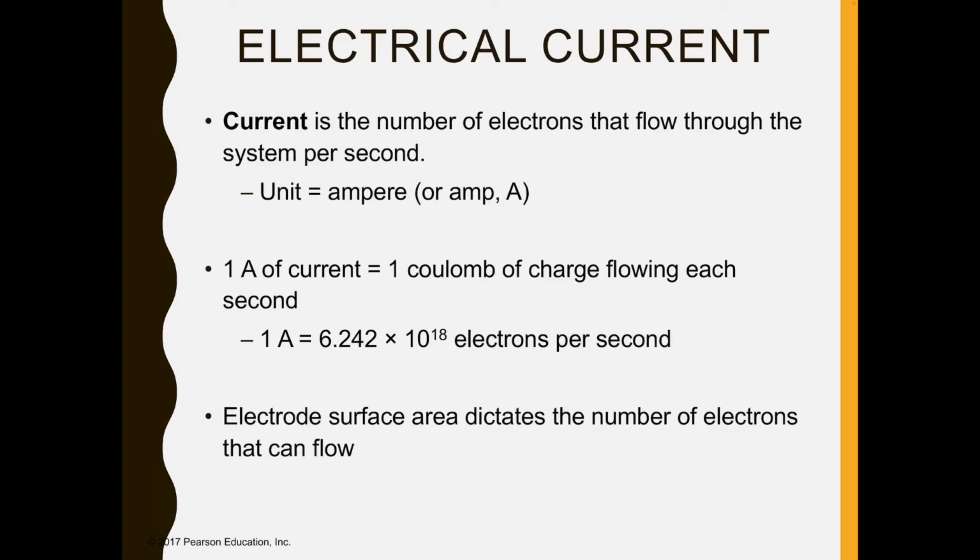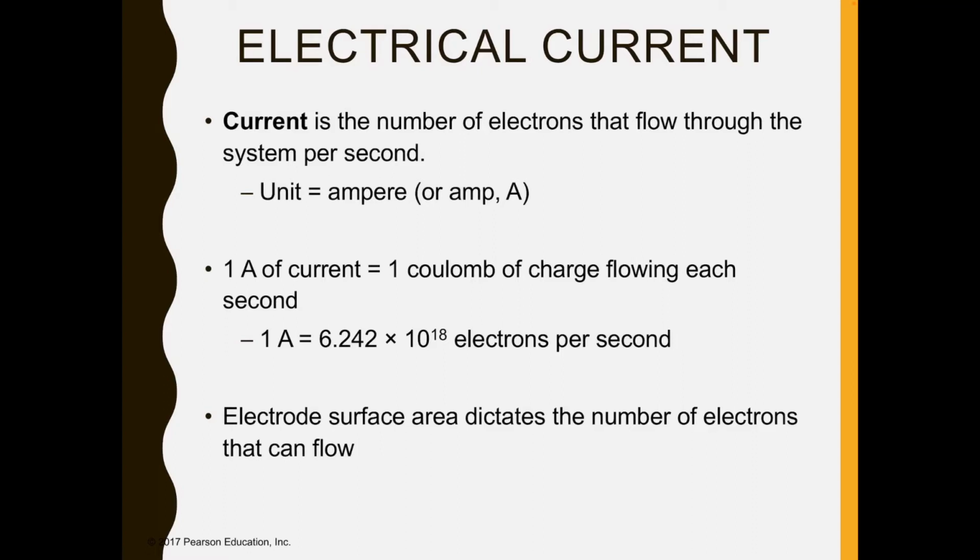So current is the number of electrons that are flowing through a system per second. And so our unit for this is going to be amperes, or amps for short, right? And we abbreviate this as just the capital letter A. So 1 amp of current is going to be equal to 1 coulomb of charge flowing each second. And this will equate to 6.242 times 10 to the 18th electrons per second. That's a lot of electrons happening.